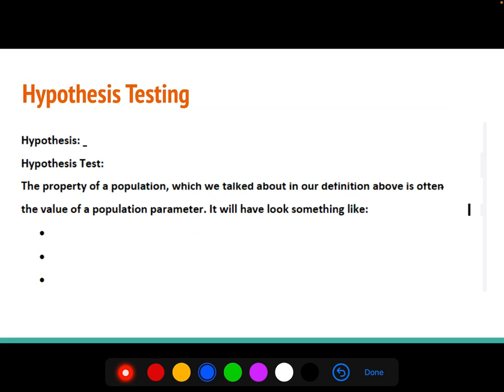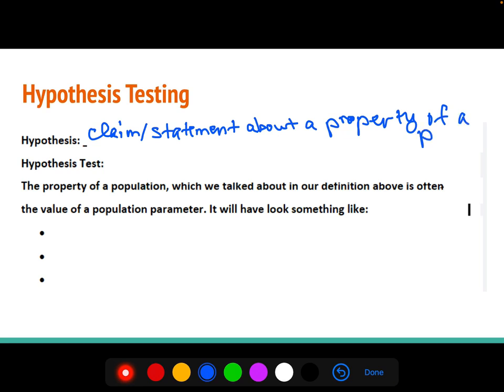What is a hypothesis? Well, it's kind of similar to what you had in science class when you reviewed the word hypothesis. It's a claim or a statement about a property of a population. Okay, my handwriting is a little shaky today, sorry. That says population over there.